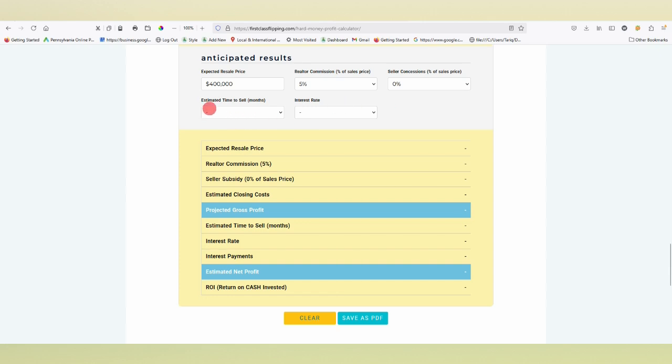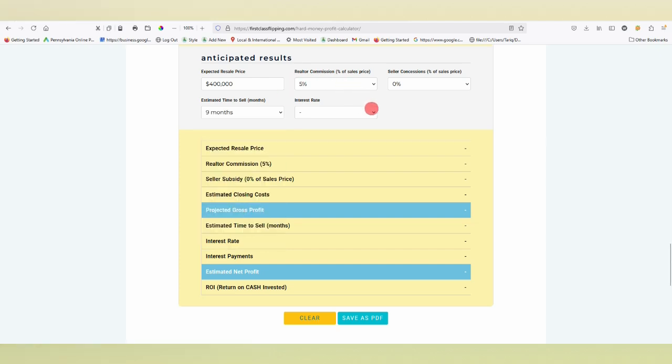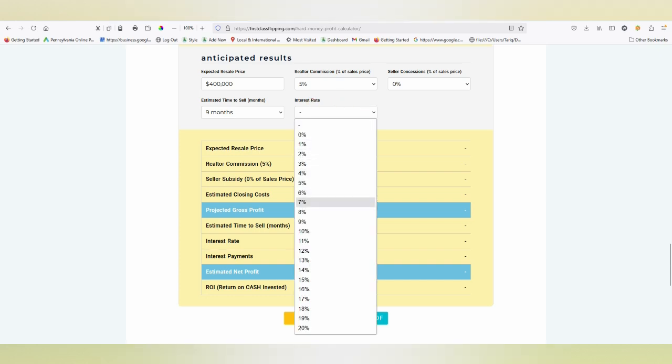Now, what is the estimated time to sell this property? Let's say it's going to take you about 9 months from when you buy it until you rehab it and close it. And what interest rate is your hard money lender charging you? Most hard money lenders, depending on your relationship, for the average person, let's say 12%.